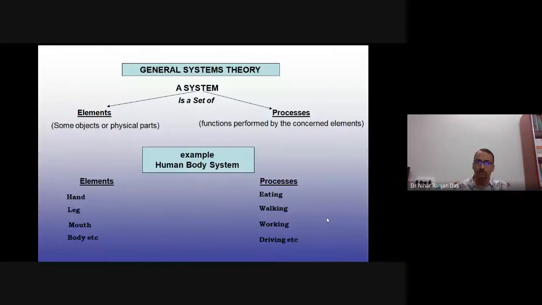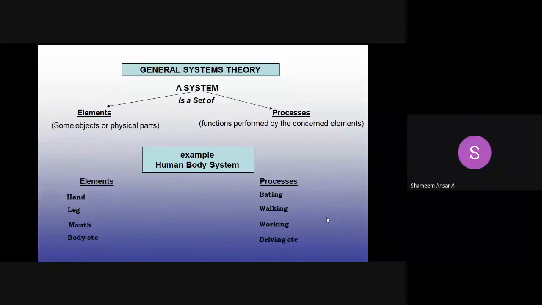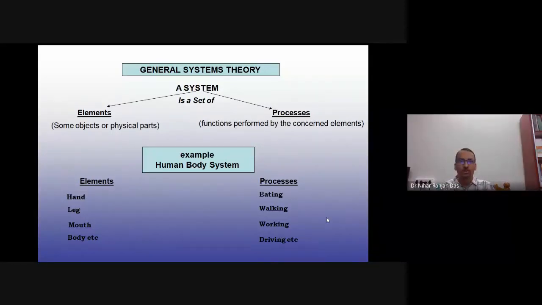So, what is a system? If I tell you, as per the general systems theory, a system is a set of elements and processes. Just like an example, the human body system. What are the elements or components of this human body system? The hand, leg, mouth, different body parts. These are the elements or components of your human body system.